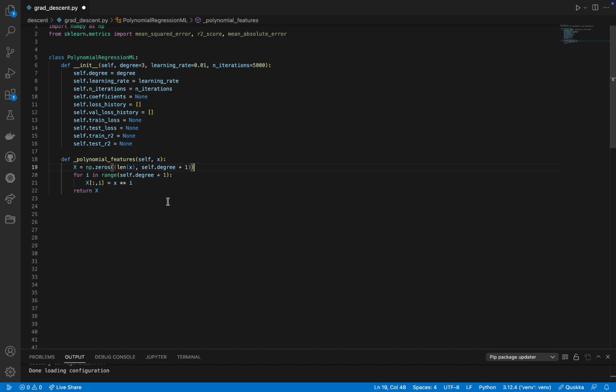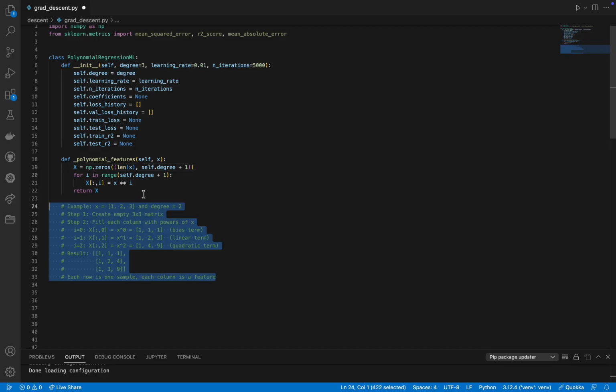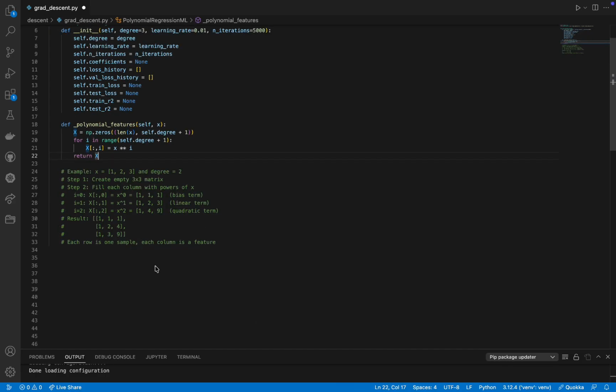Then we loop through each power from 0 to degree. For each power i, we will fill the ith column with x raised to this power. So let me show you a concrete example to make this crystal clear. Say we have x equals 1 to 3 and degree equals 2. We create an empty 3 by 3 matrix.